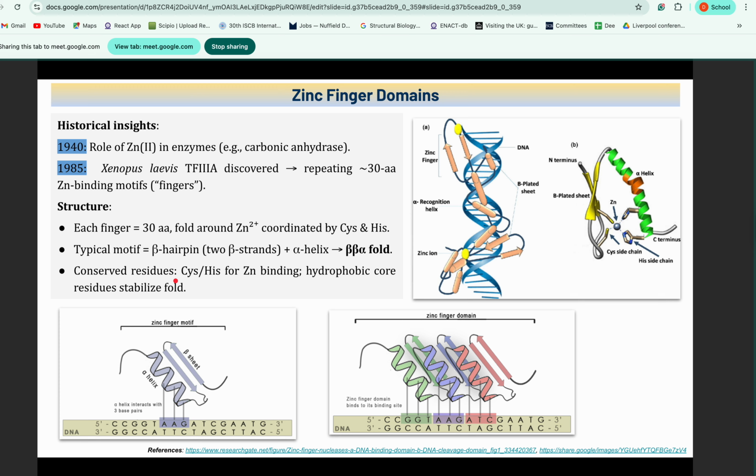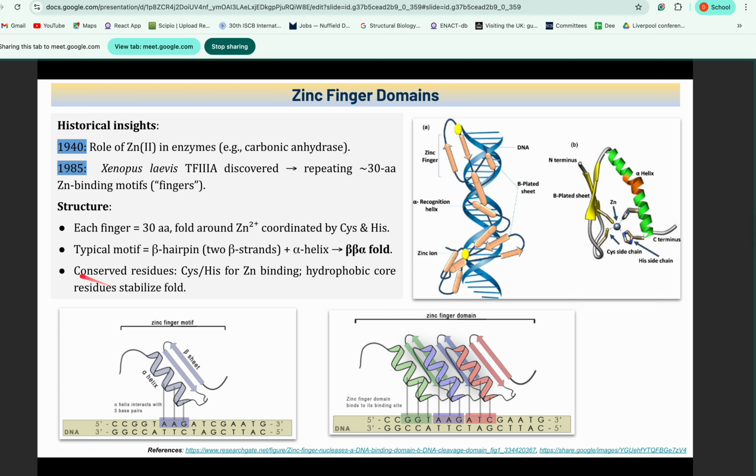If we talk about conserved residues, then cysteine and histidine are conserved for zinc binding. It also has hydrophobic core residues which stabilize this fold. Core means present in the center of the protein, and hydrophobic means which repel water. So there are some amino acids which are hydrophobic in nature, and those amino acids are present in the core region of this particular zinc finger.